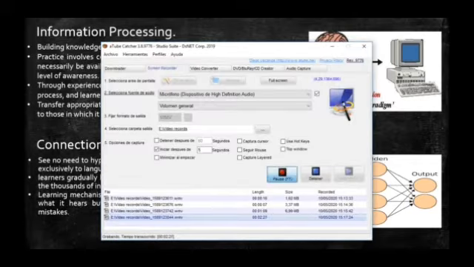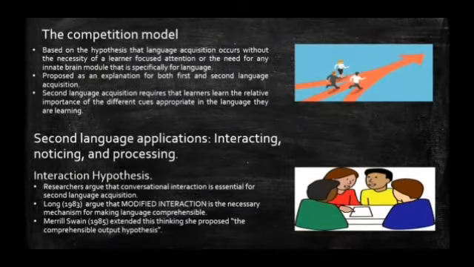The competition model is defined as an explanation of both L1 and L2 acquisition that takes into account not only language form, but language meaning and language use. It has been developed into a unified model of first and second language acquisition. Second language acquisition requires that learners learn the relative importance of the different cues appropriate in the language they are learning. And we also have second language application: interacting, noticing, and processing.